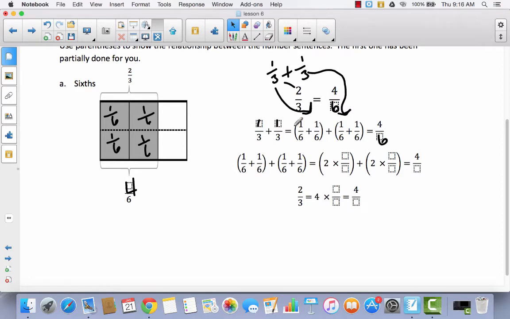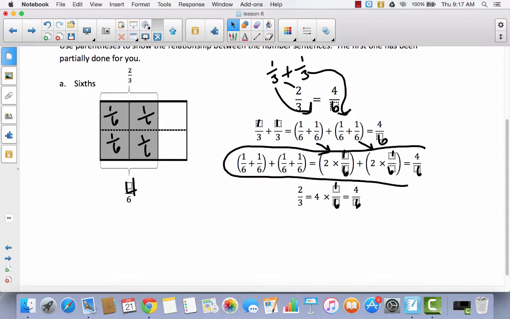Well, then they took these in parentheses and changed them into a multiplication sentence. They said, well, instead of writing 1/6 plus 1/6, we can write 2 times 1/6 to represent this. And then instead of writing this twice, we can say 2/3 is equal to 4 times 1/6, which equals 4/6. We're going to skip this whole step here just because I think it's too much writing and a little bit confusing. I think we can understand this without that step, so we're not going to be using that.